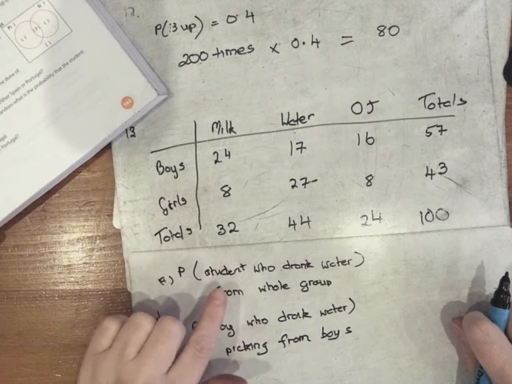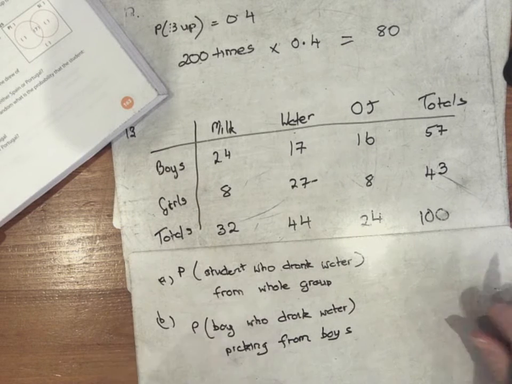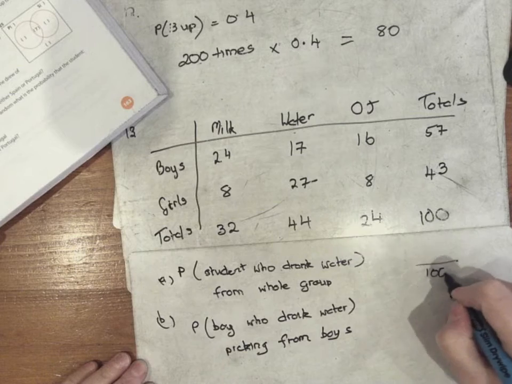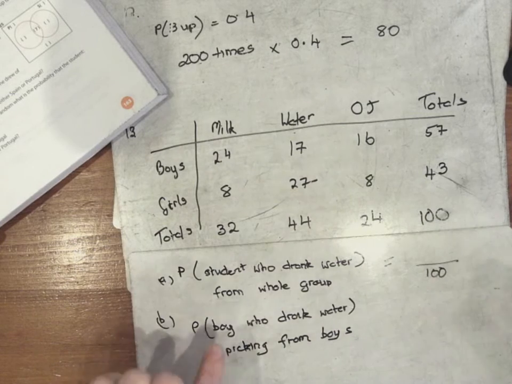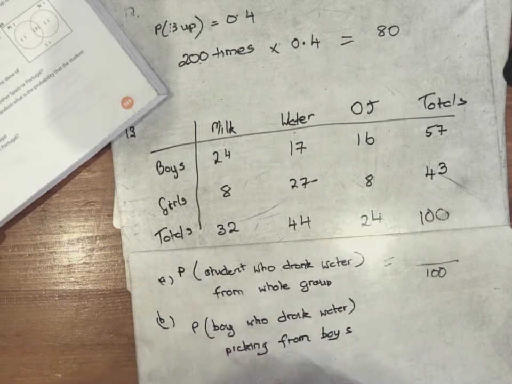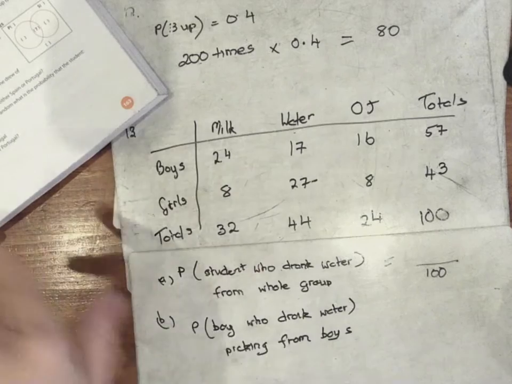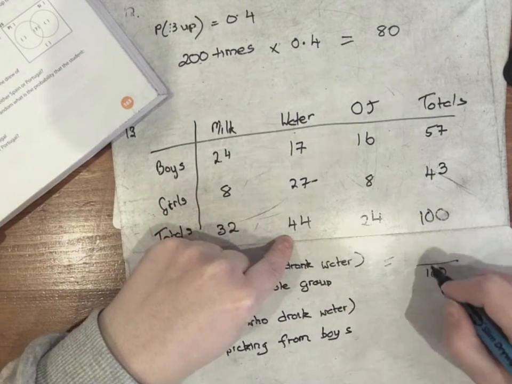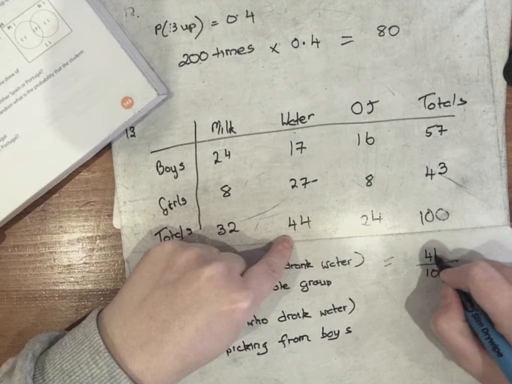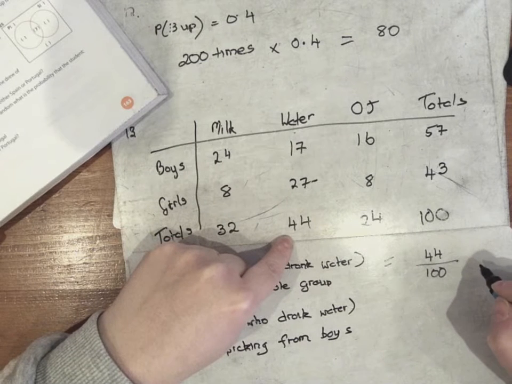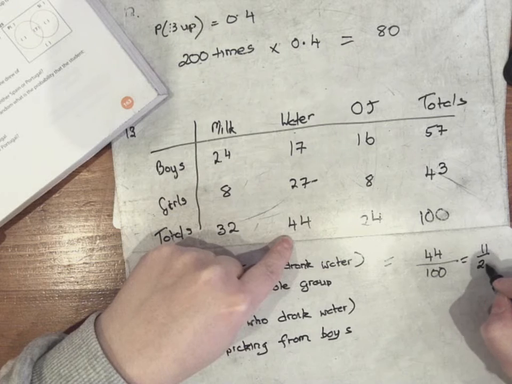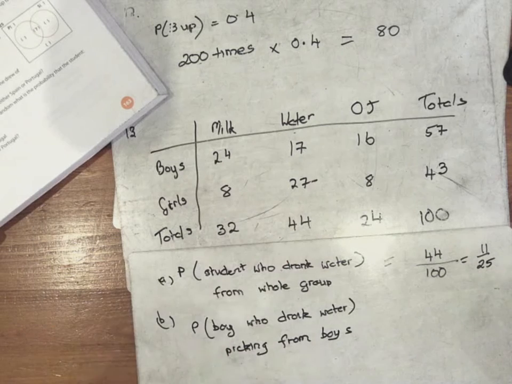So they asked you, from all the students, so you're picking from everyone, that means you're picking from 100 people, okay? So how many people drank water from the whole group, doesn't matter whether they're boys or girls, you're picking from everyone, and you want to know how many drank water, that's 44 out of 100, that cancels down to 11 over 25, but remember you don't have to cancel down.